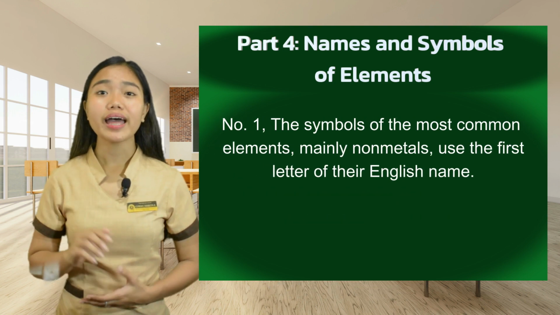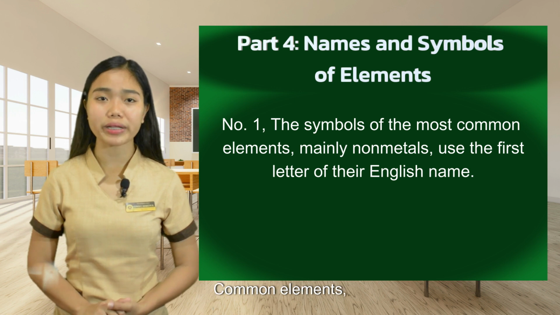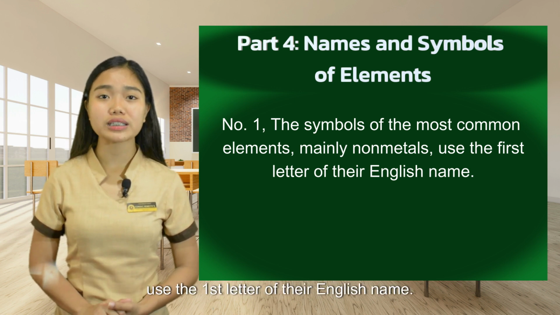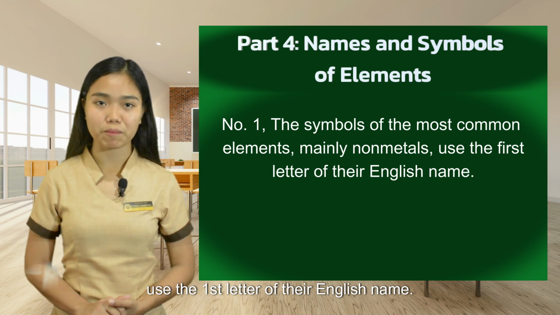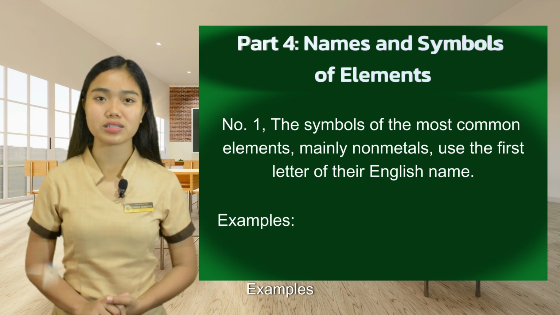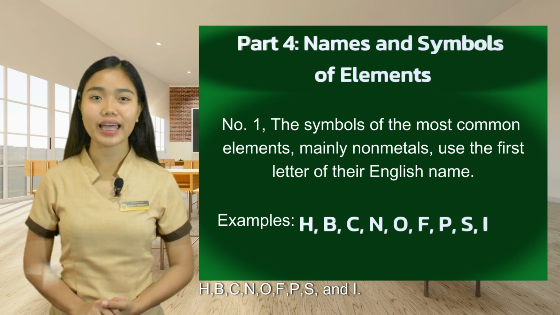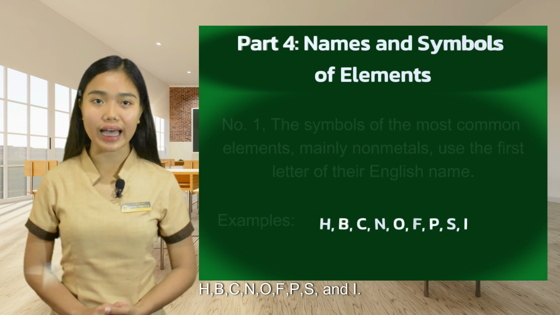Number 1. The symbols of the most common elements, mainly nonmetals, use the first letter of their English name. Examples: H, B, C, N, O, F, P, S, and I.